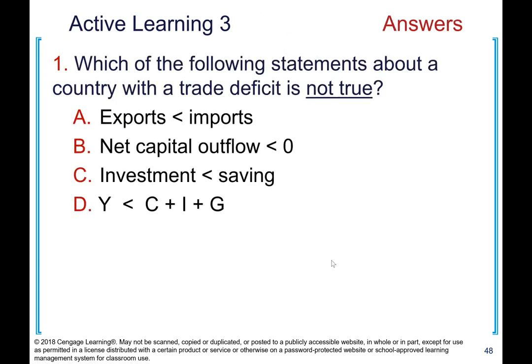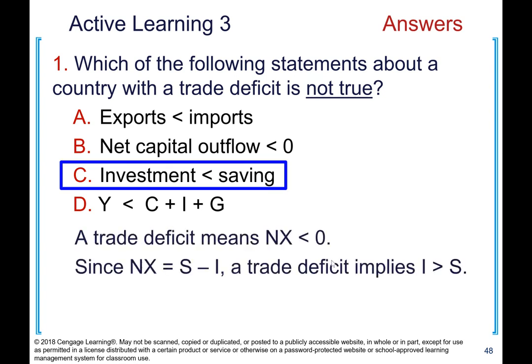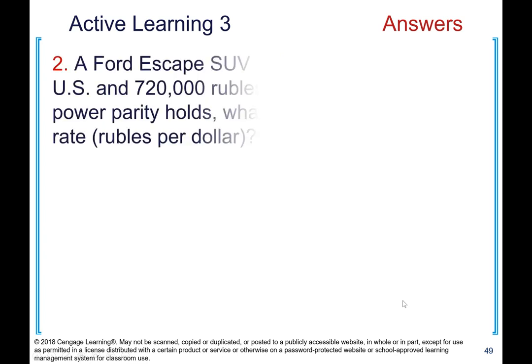Okay. The statement that is not true here is C. When we have a trade deficit, savings is usually less than investment, not the other way around. A trade deficit means net exports are less than zero, and since net exports are equal to savings minus investment, a trade deficit implies that investment is greater than savings.